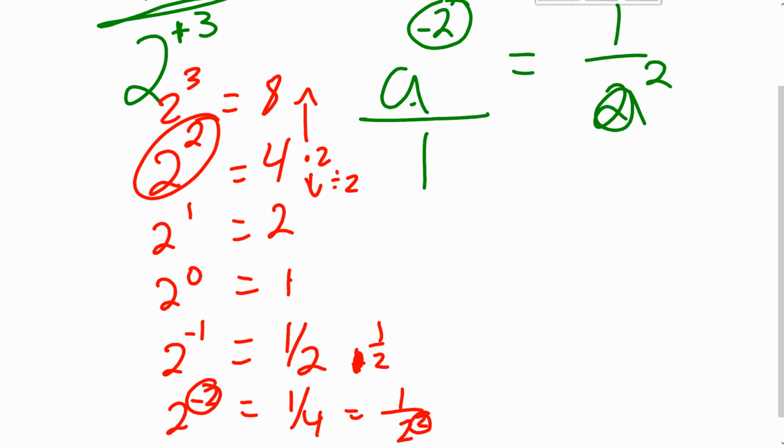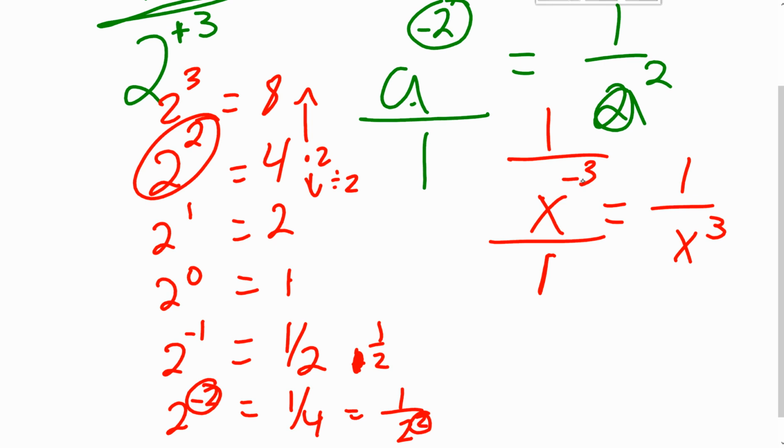So how this works out, trying to keep it under 10 minutes here, is whenever you have a negative exponent, you can make that positive by putting a 1 underneath. You can put a 1 underneath the whole thing and then flip it, or you can just put a 1 on top and change the exponent sign to positive. So either way is fine.